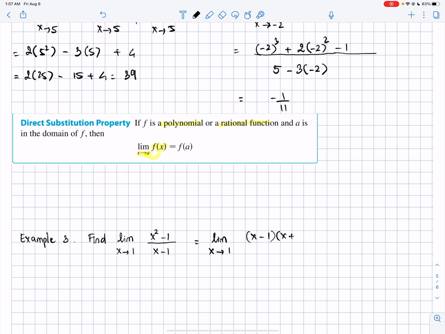On the top we have x minus 1 times x plus 1. In the bottom is x minus 1. So we can cancel and we get the limit as x approaches 1 of x plus 1. Now we have a polynomial. Then we use the direct substitution property. We just put in 1 at the x location and we get the answer, which is 2.